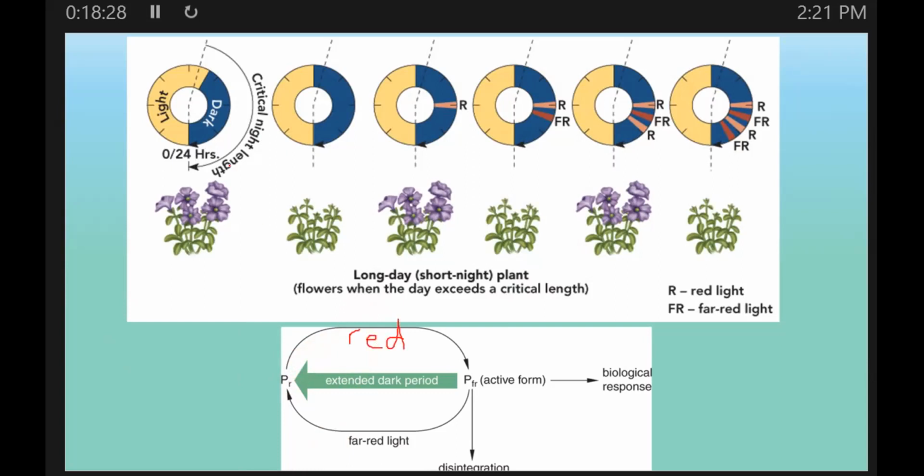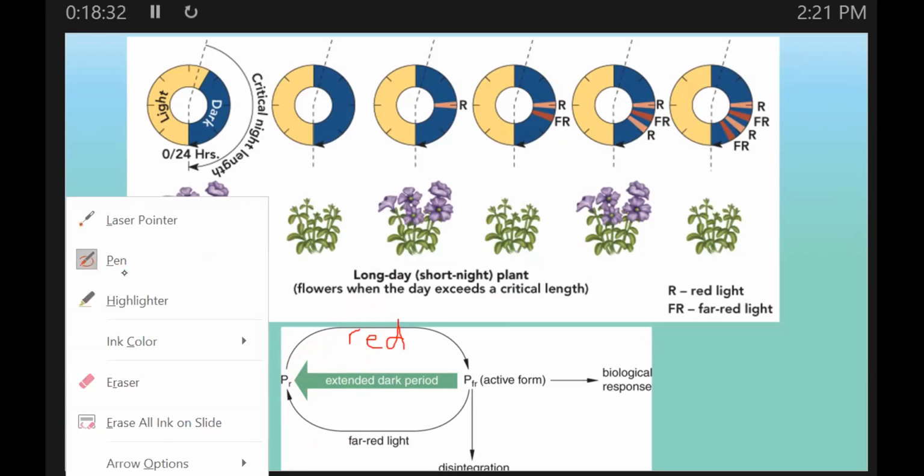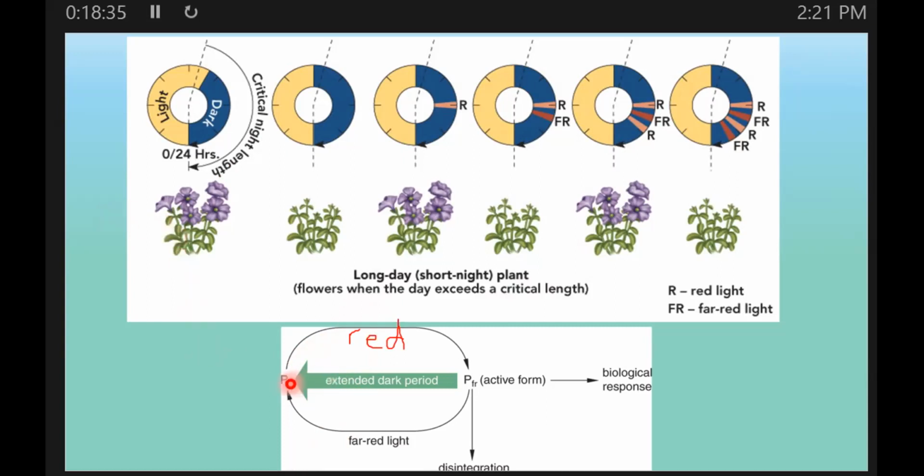If you hit the plant with red light, it's converting a bunch of its P sub R form over into the P sub FR form. So that's telling the plant again, oh, I have a lot of sunlight, I'm going to go ahead and flower. And so they were figuring out that it's this phytochrome and how much of the P sub FR versus P sub R it has.